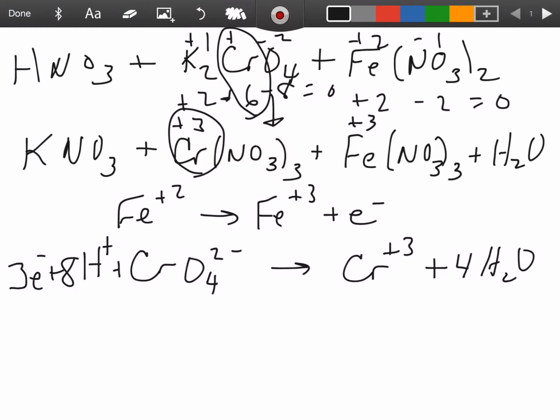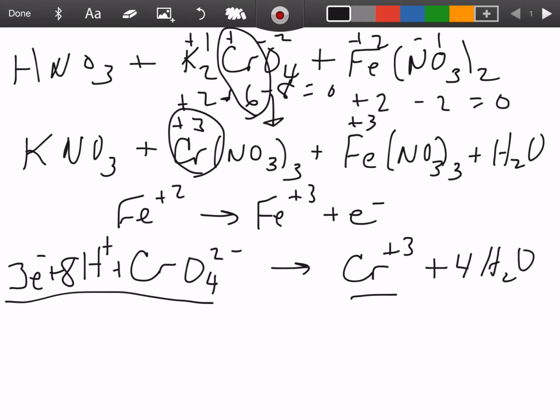Right? Now, you should always do what I call a double check on this, and we can do that by counting the total charge on the left and then the total charge on the right. They should be equal to each other. So on the left-hand side I have 3 negatives and 8 positives, that's 5 positives, and then I have 2 more negatives, so that would be 3 positives here. I also have 3 positives here, and so the left-hand side balances the right-hand side as far as charge goes.